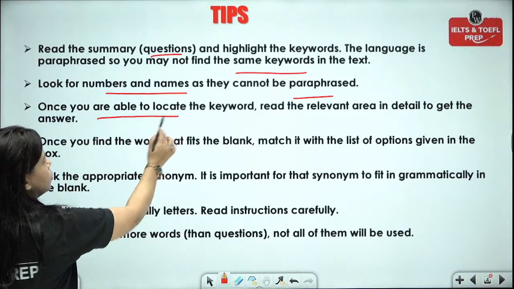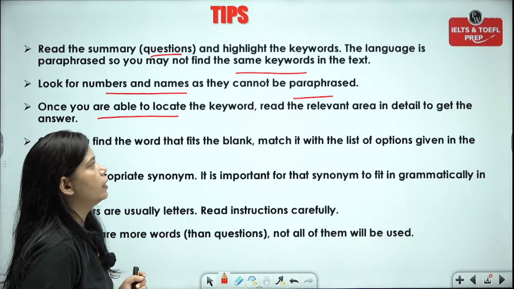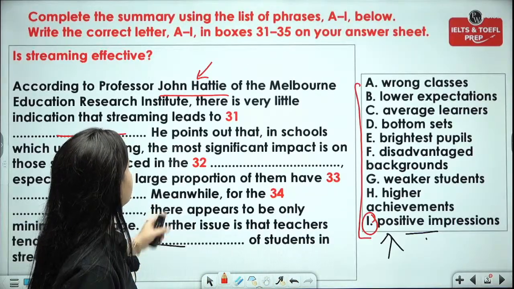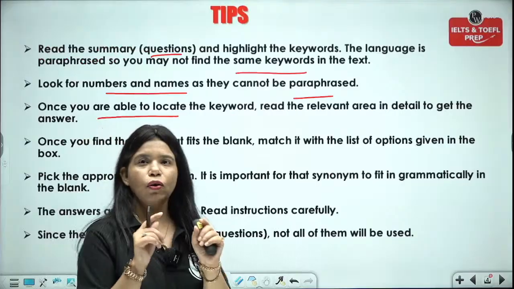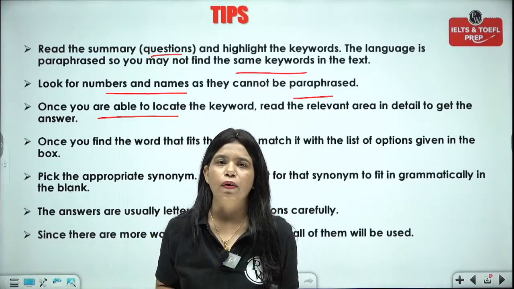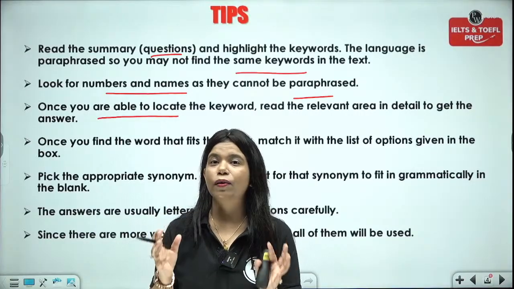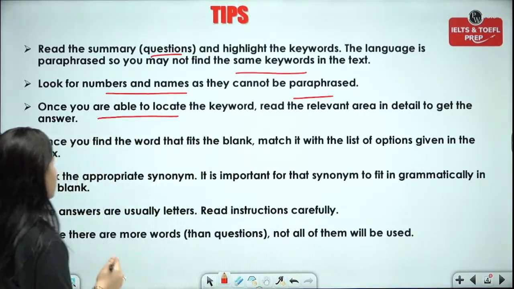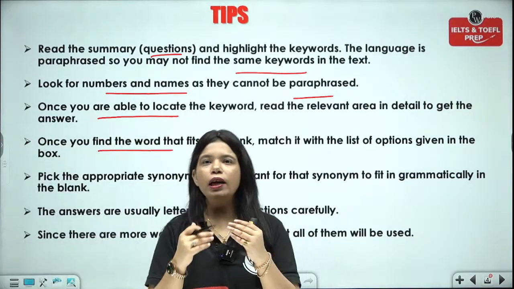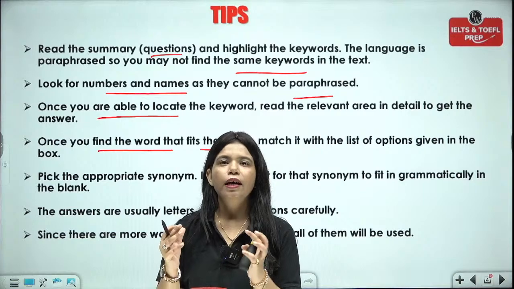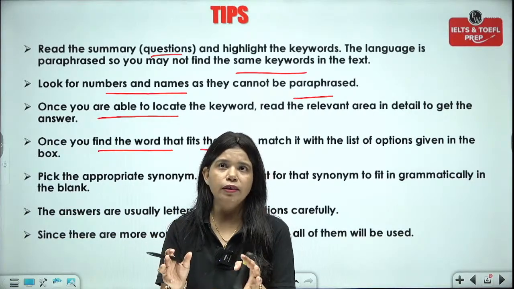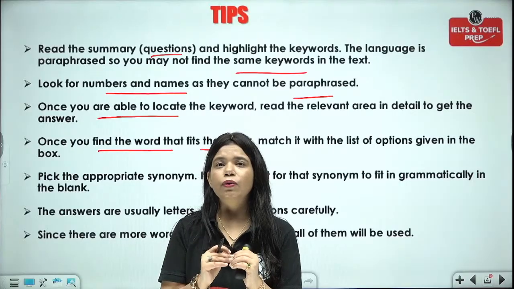Alright, once you are able to locate the keyword, read the relevant area in detail to get the answer. So for example, our main keyword here is John Hattie. Now once you locate this keyword in the text, let's imagine you found that keyword in the third paragraph. Now you will read the third paragraph in detail. And then once you find the word that fits the blank. So when you are reading that concerned paragraph in detail and you are able to figure out the right word that fits into the blank, then you need to match it with the correct synonym.